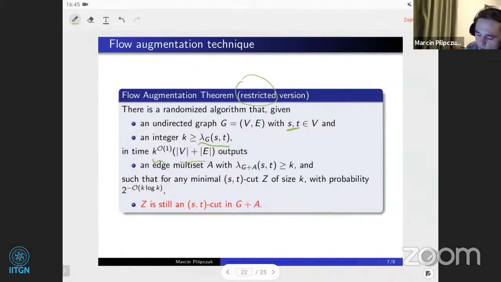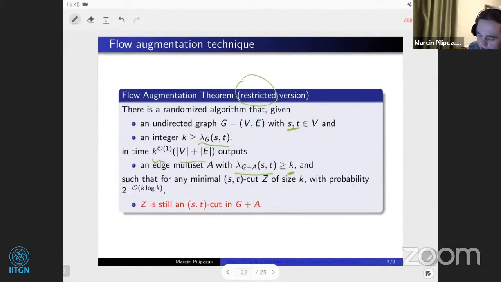And what we do is we want to add edges to the graph. Maybe we can add multiple edges; we are fine with adding multiple edges at some moment. We add multiple edges to the graph so that the flow exceeds k. So if k equals lambda, we don't need to do anything. We just output an empty set A.